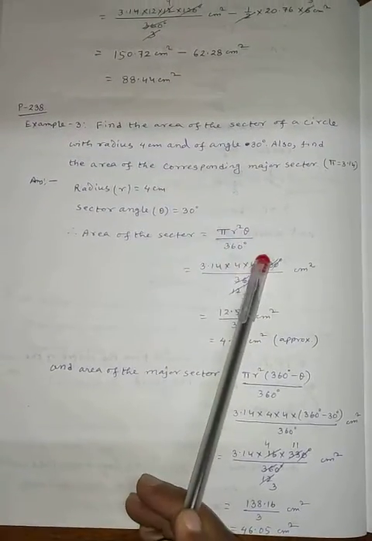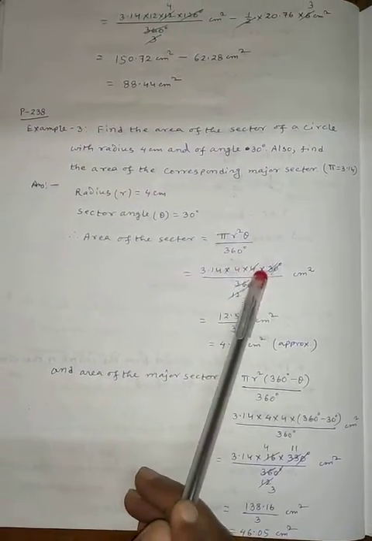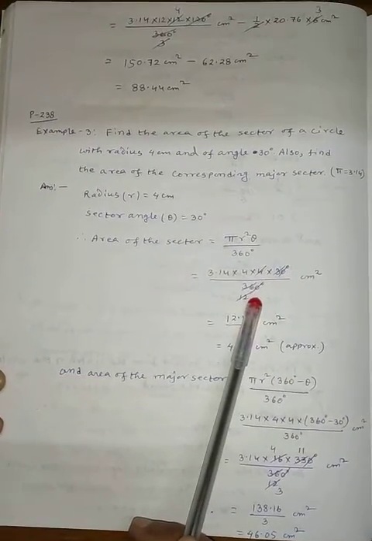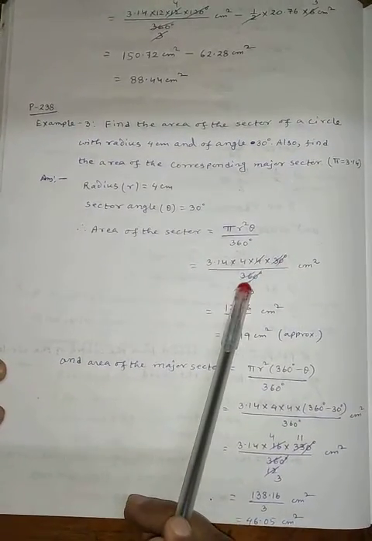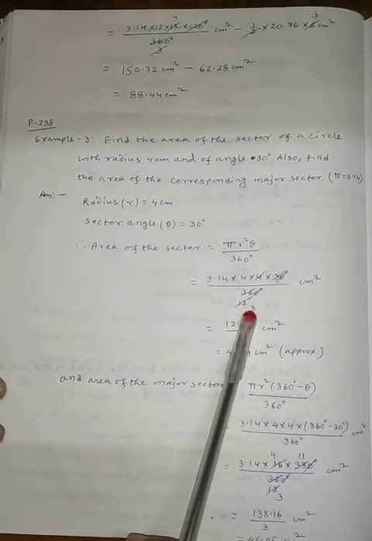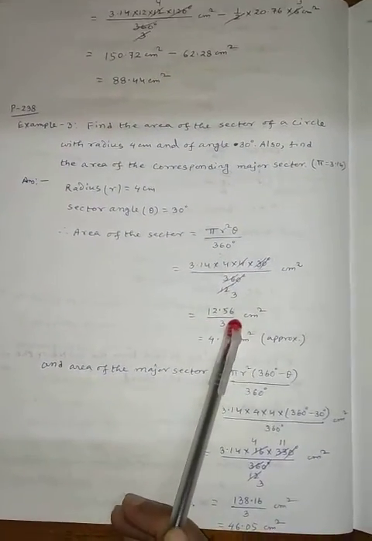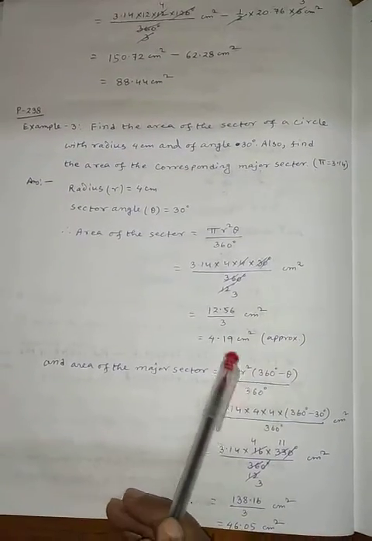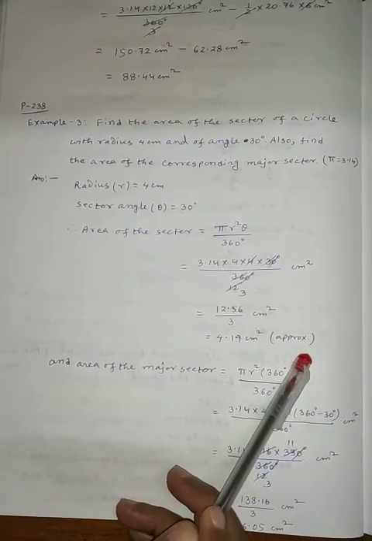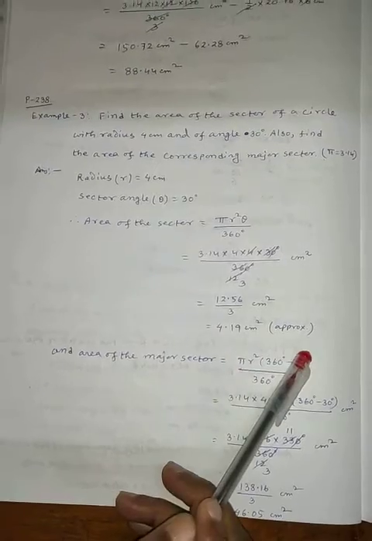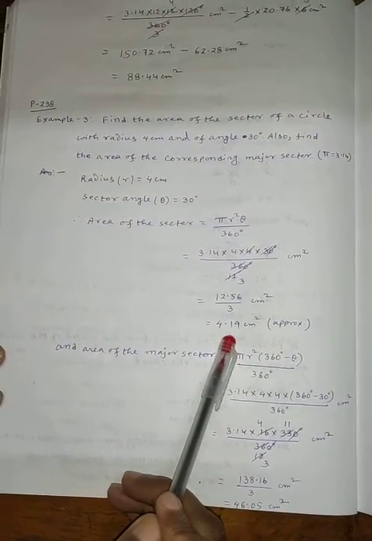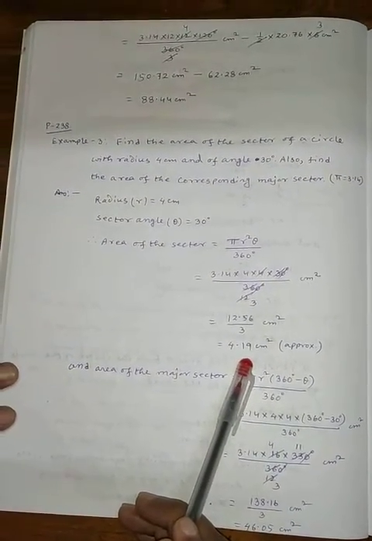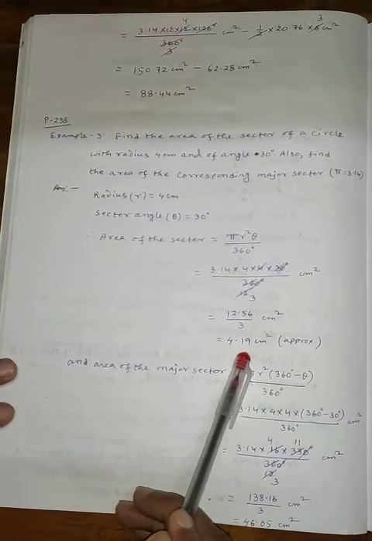Pi r square theta by 360. 3.14 into 4 into 30 degree by 360. 0 cut, 3 12s are 36, 4 3s are 12. After multiplication we are getting 12.56 by 3 centimeter square. After division in decimal we are getting 4.19 centimeter square approximately, because it is coming 4.018 something. That's why in round figure, keeping 2 digits after decimal, so 4.19 centimeter square approximately.